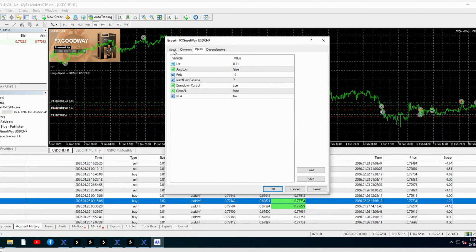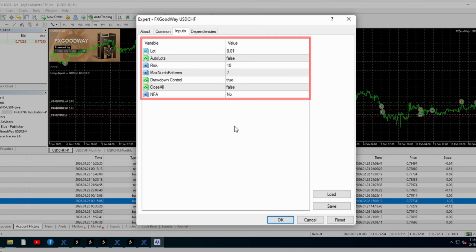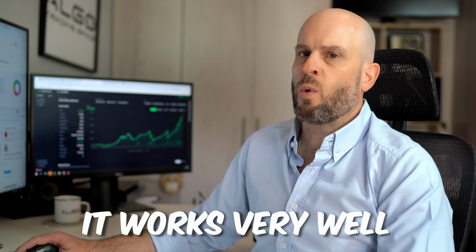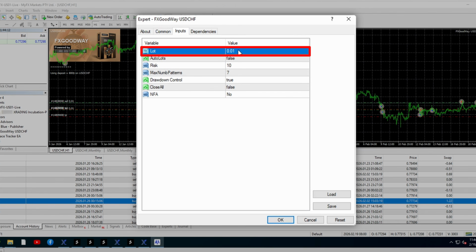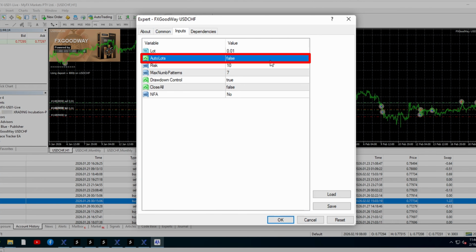Okay, so what you can see is that there are very few settings, and this is what is great about this EA. It works very well and it really doesn't take a lot of setup. So you can see that right now we have it at 0.01 lots and we have auto lot set to false. If you set this to true, what it will do is it will actually look at this number, which is our risk, and here we've set it to 10 because it's a Xrading.com account, and we'll get into that a little bit later in the video.